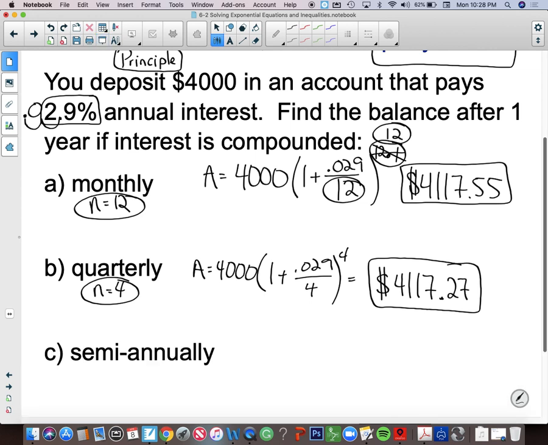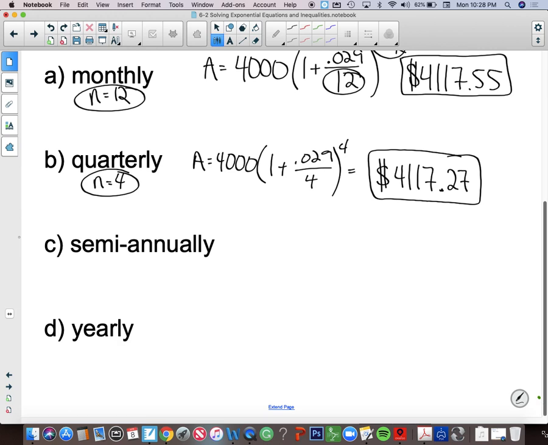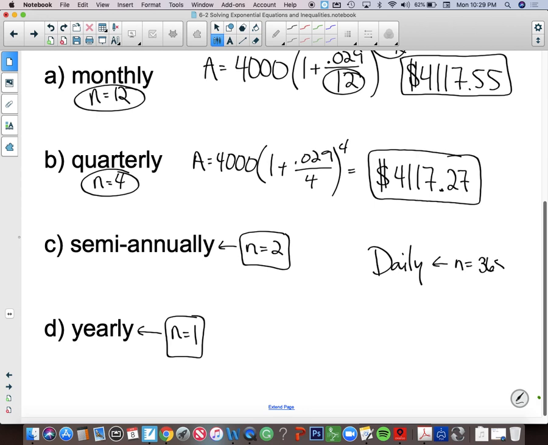Okay, so we'll give you a couple more values for n. We're not going to do them all. Semi-annually would be twice a year, so n equals 2. These are some things you could write down, because these are words you're going to see. Then yearly, if you're compounding yearly, you would just have n equals 1. Another one that you might see is daily. How many days in a year? That's n equals 365. Another one you might see is weekly. There are 52 weeks in a year, so n equals 52.